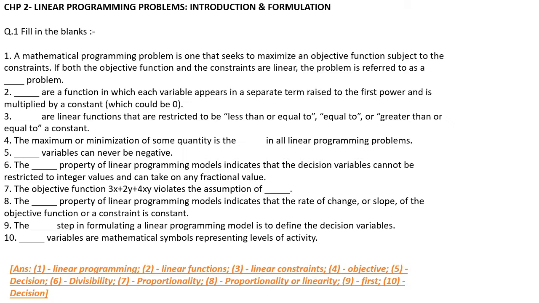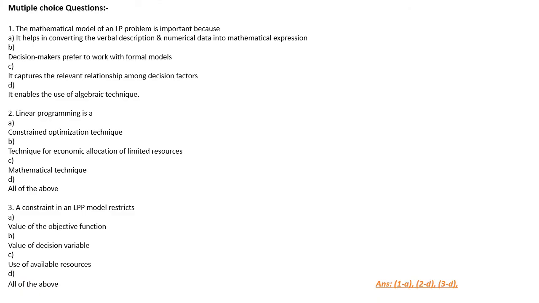Ninth, the dash step in formulating a linear programming model is to define the decision variables. Correct answer: first. Tenth, the dash variables are mathematical symbols representing levels of activity. Correct answer: decision. Let's see certain MCQs.